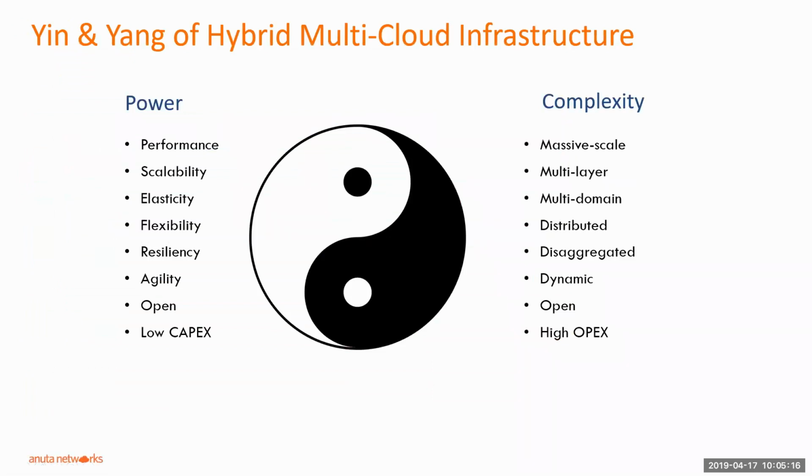So I just want to set the stage here. If we look at hybrid multi-cloud infrastructure, this is the type of systems and software we're all going to be migrating to, whether it's the service providers, the enterprises, the leading web scalers are already there. And I think everybody recognizes the power of this type of infrastructure, all the benefits that will accrue over time. But the flip side of it is it also introduces a lot of complexity. And that manifests itself in a number of different dimensions.